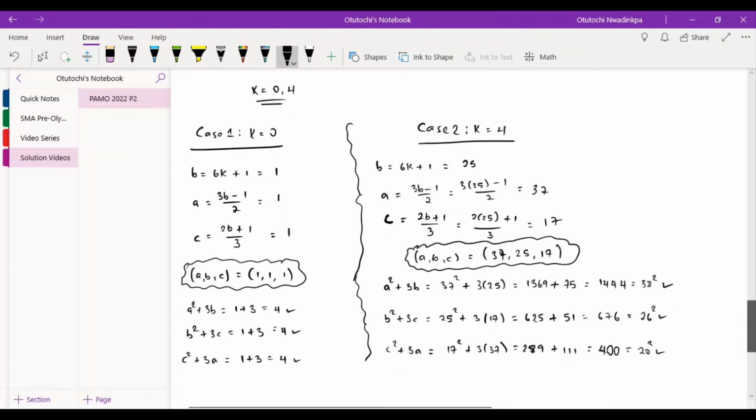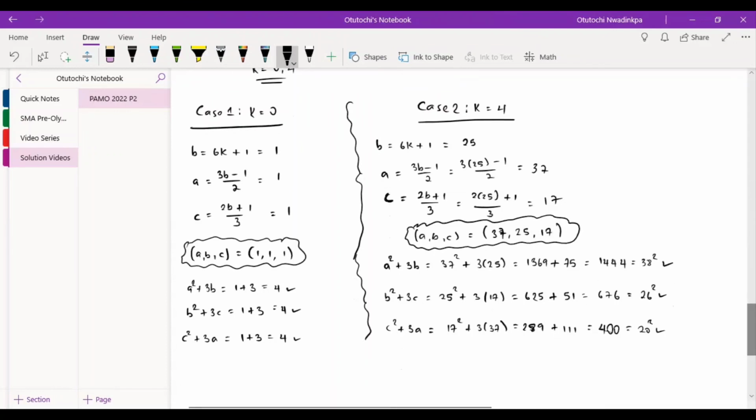We are basically done, because that's it. And this is going to be our solution: (1, 1, 1) and (37, 25, 17), and then we are done. So that's it for this problem.